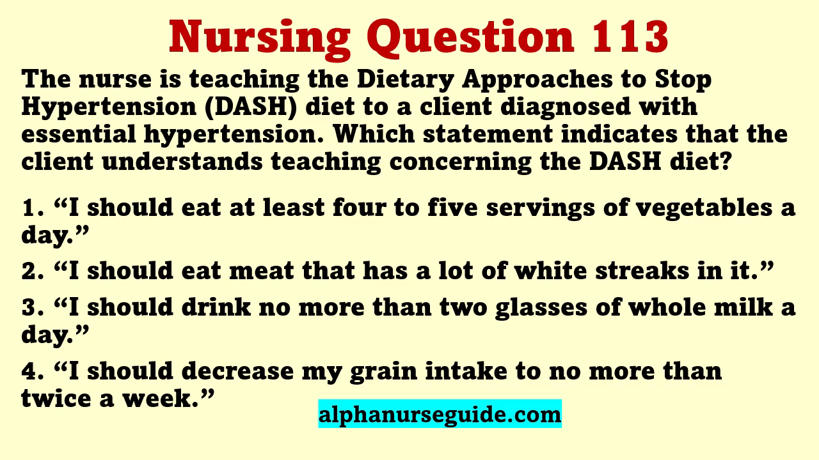The correct answer is 1. I should eat at least 4 to 5 servings of vegetables a day. The DASH diet has proved beneficial in lowering blood pressure. It recommends eating a diet high in vegetables and fruits. The DASH diet recommends 2 or fewer servings of lean meats, which have very few white streaks. The white streaks indicate the meat is high in fat. The DASH diet recommends 2 to 3 servings of non-fat or low-fat milk, not whole milk. The DASH diet recommends 7 to 8 servings of grain a day.